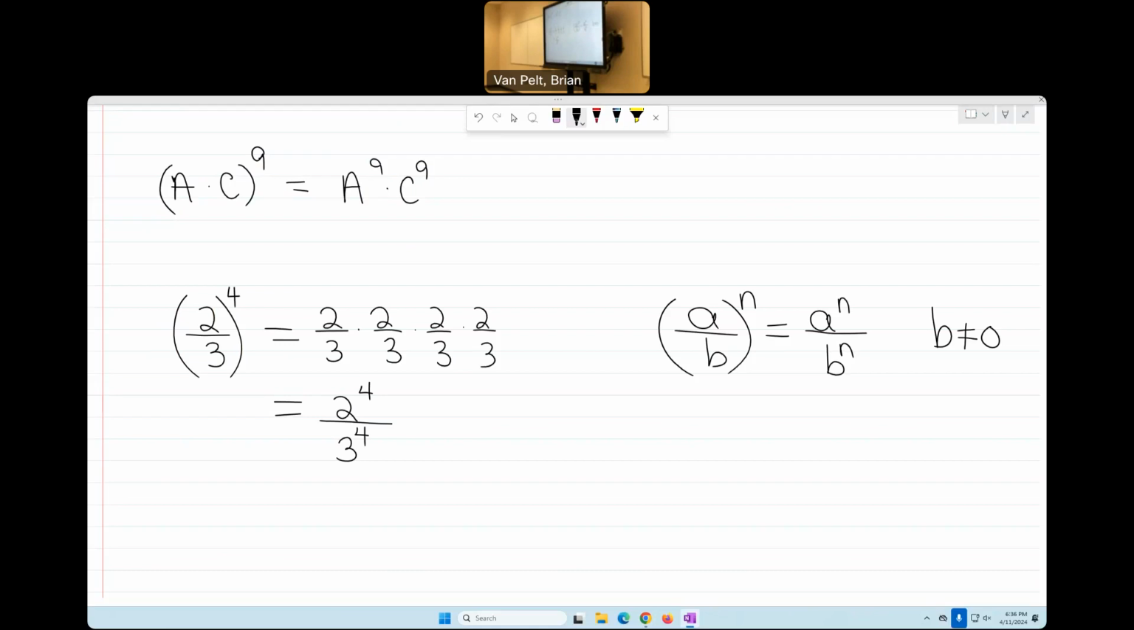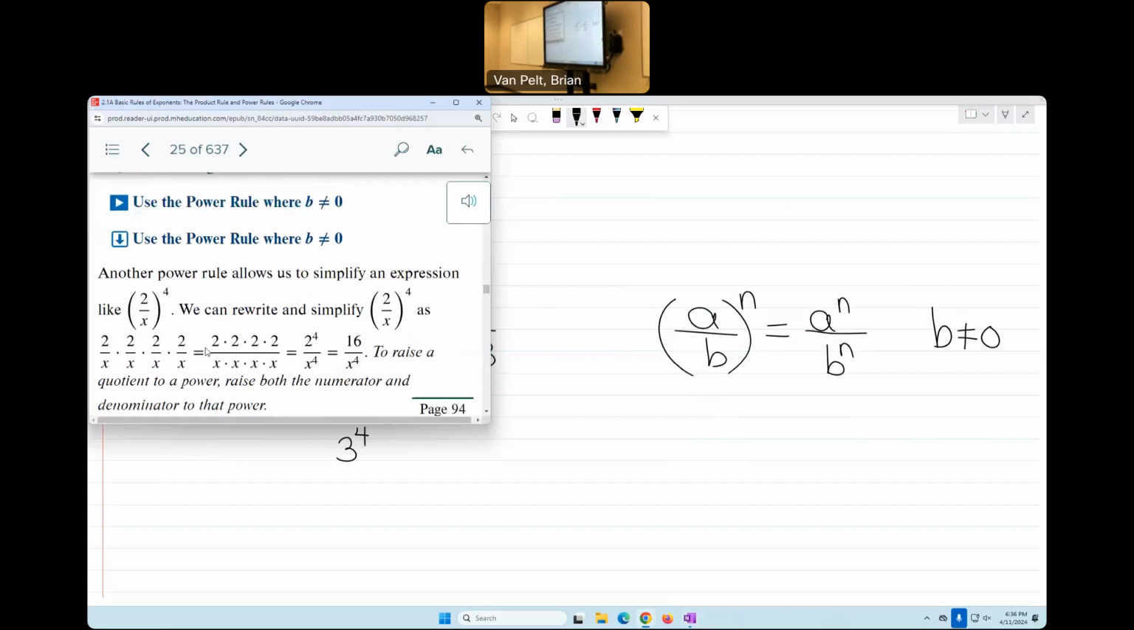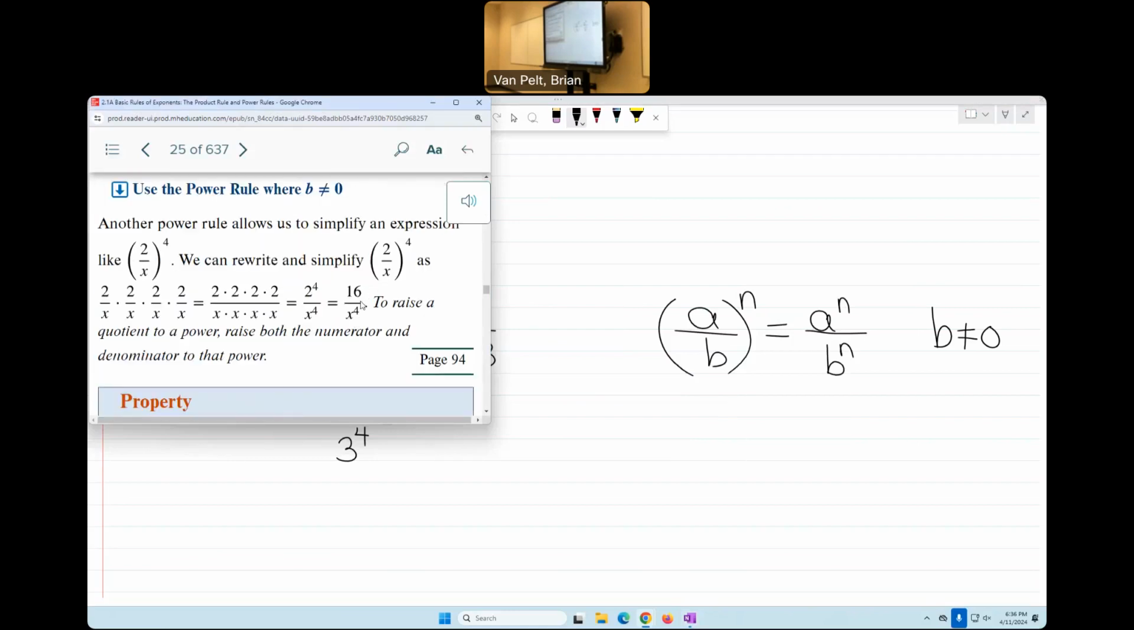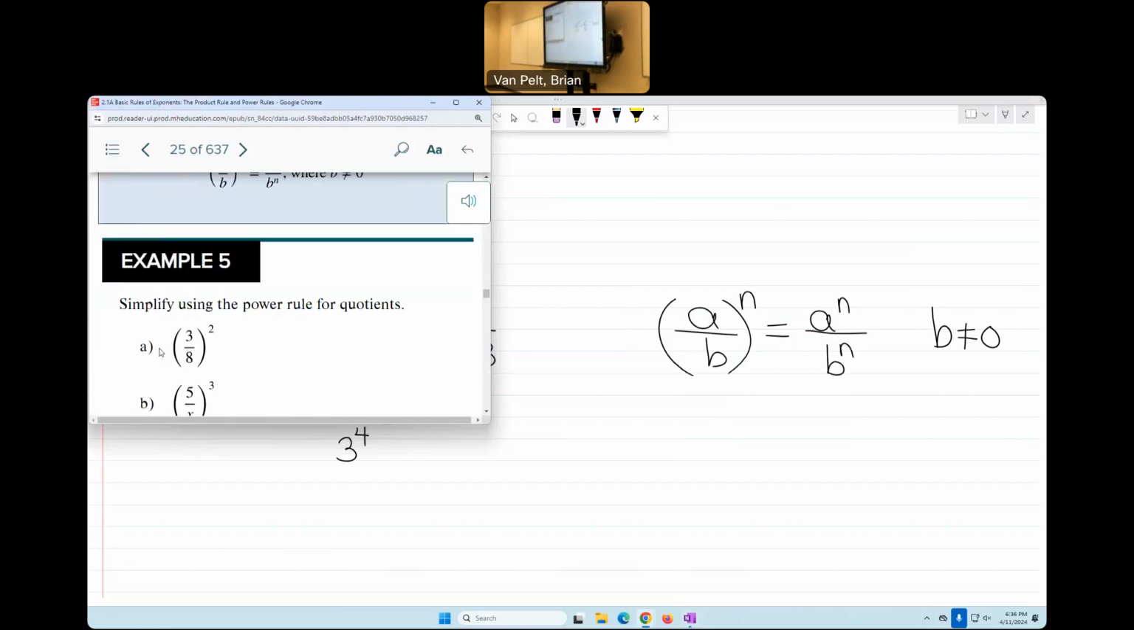Okay. I bet they use the same exact, oh, they've decided to put X down there. Well, I wouldn't bother with that part. And then the fourth power rule, the power rule for a quotient. Oh, okay, so it's got a more extended name. The power rule for a quotient.